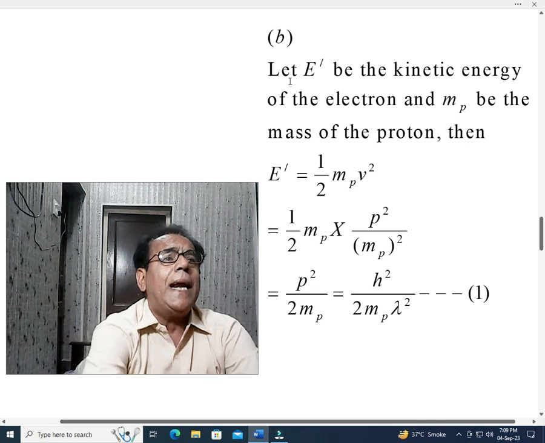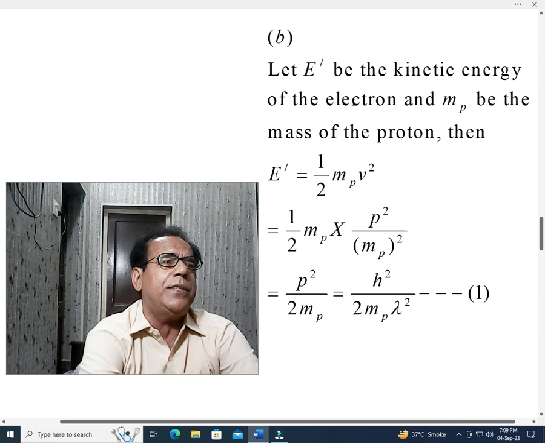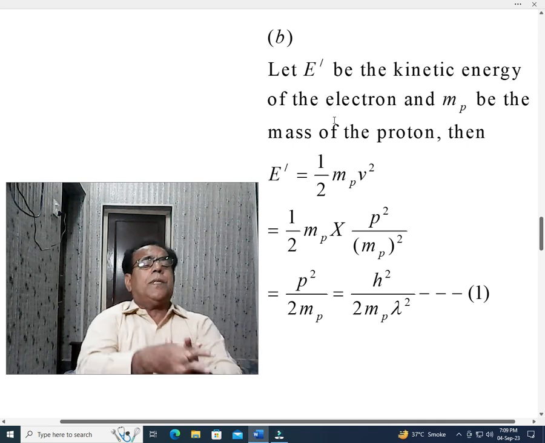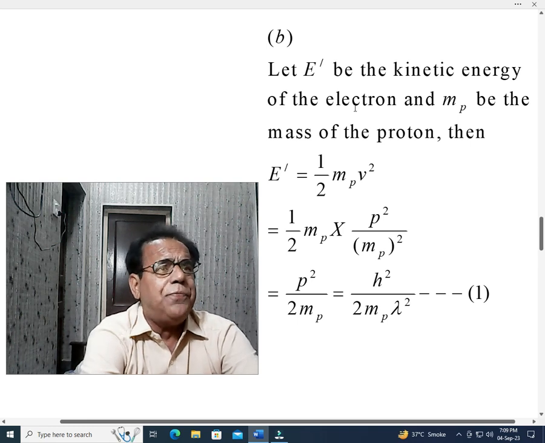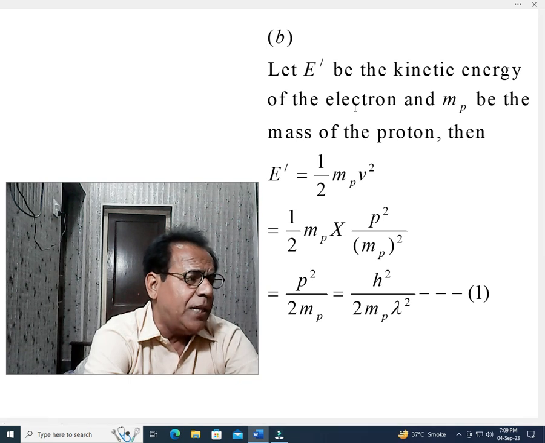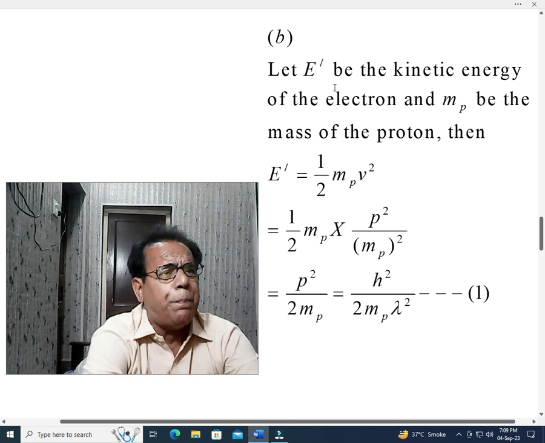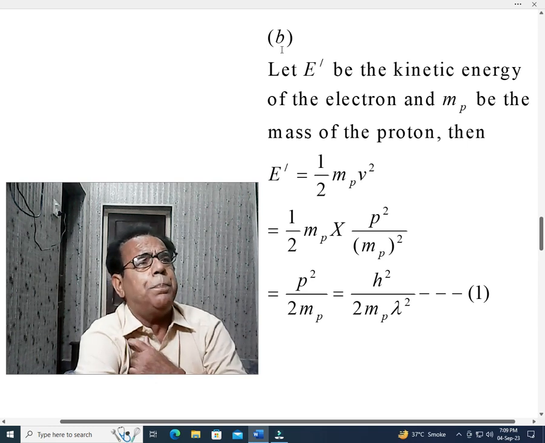Let E dash be the kinetic energy of the proton. Actually, in typing these video lectures in MathType software, an effort is always made to avail the facility of copy paste, because this is very similar to part A, so that portion was copy pasted in MathType for part B.